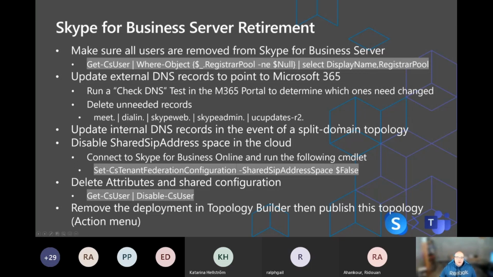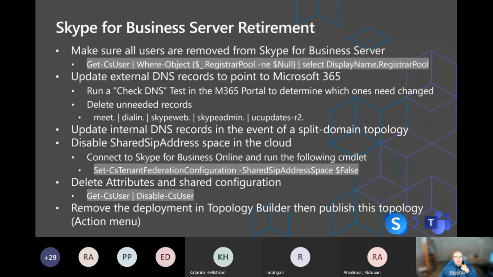After you've made sure that everybody's been removed from Skype for Business Server, you want to update your external DNS records to point to Microsoft 365. Simply go into the Office 365 Admin Center, do a domain check, and click Check DNS. As soon as you click Check DNS in the Office 365 portal, it's going to say, hey, you need to switch these records to these. Instead of having your SIP Fed and so forth pointing to your on-premises environment, those will now be pointing to Office 365. Also, you want to go through and delete any unneeded records. So your Meet, Dial-In, Skype Web, Lync Web, Skype Admin, anything that you had for your on-premises infrastructure that's not listed in the Office 365 Admin Center for Skype for Business is not needed anymore going forward.